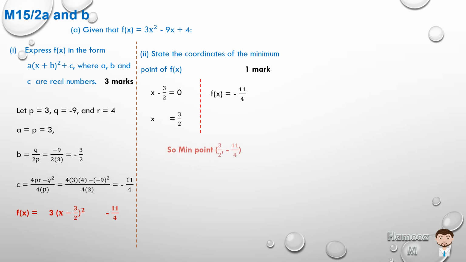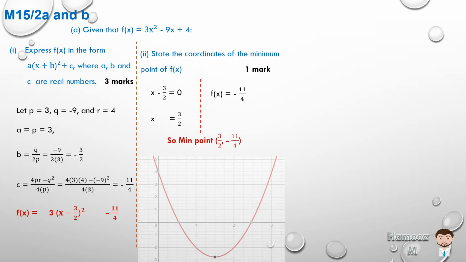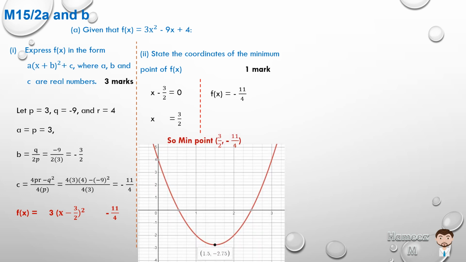So if we make a little sketch here to show you where the minimum point is, remember we have a U-shaped graph because the coefficient of x squared is 3. It is positive, and it cuts at C, the y-intercept, which is 4. So if you make that sketch there, we can see that the minimum point is at x is equal to 3 on 2, or 1.5, and y is minus 11 on 4, or minus 2.75.